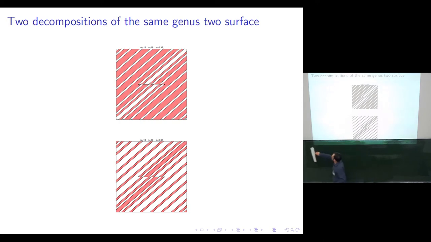And then there's an SL2R action, and one thing I forgot to do on my first talk is to describe what the SL2R action looks like in these coordinates. It's completely trivial. It's just the diagonal action of SL2R on these sides. Okay, what do I mean by that?